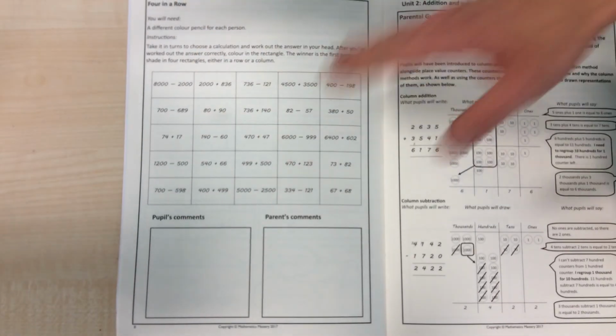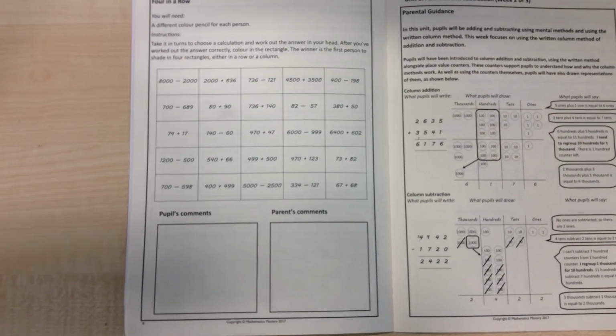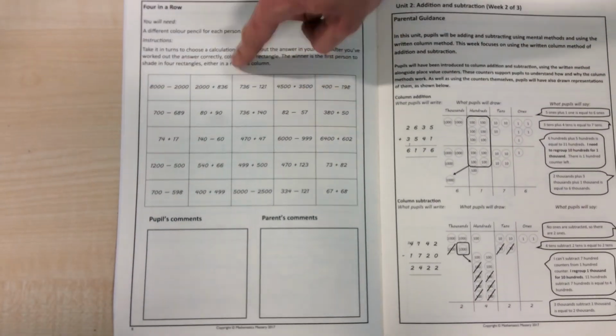And then see if you can take it in turns to mentally solve those problems with your children. First person to get 4 in a row is the winner.